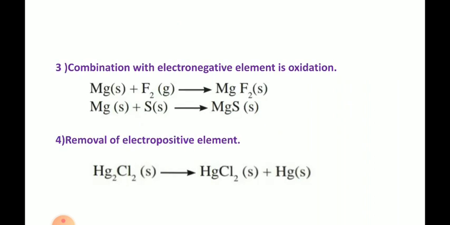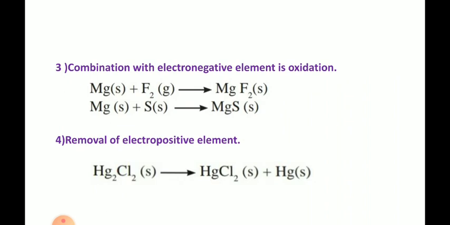Now, combination with an electronegative element is oxidation. Electronegative elements, in the sense, are those in our periodic table which show the electronegative property. When they combine with other elements, that process is also called oxidation. Here are some examples which we have taken for our understanding.